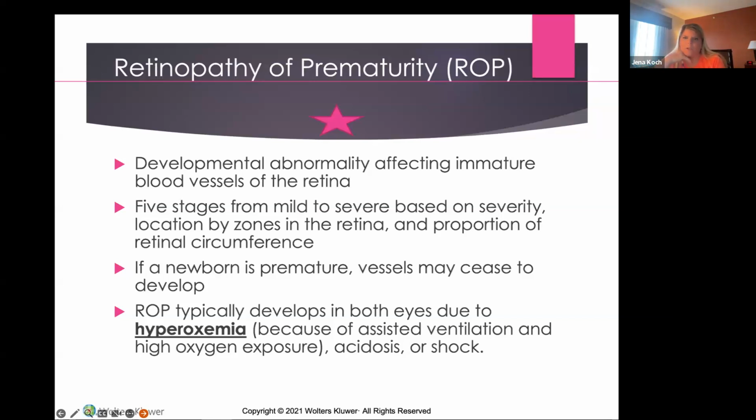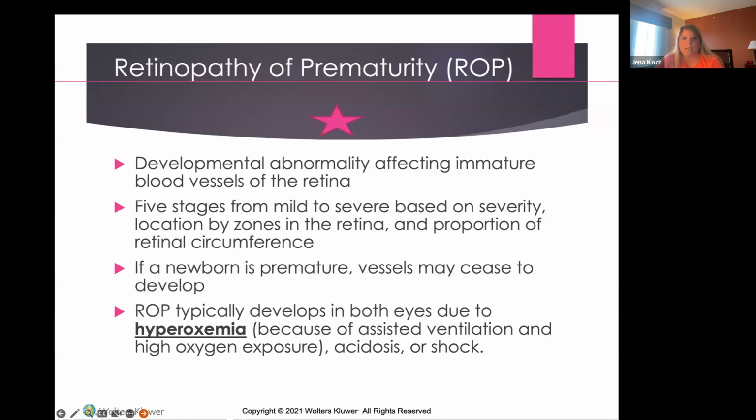So, making sure that they're getting the oxygen support that they need, but also that it's being titrated appropriately. It can happen typically in both eyes, because if they're getting oxygen, it's going to affect the blood vessels of both eyes. And it's due to hyperoxemia. Because of assisted ventilation and high oxygen exposure, it can also be related to acidosis and/or shock.